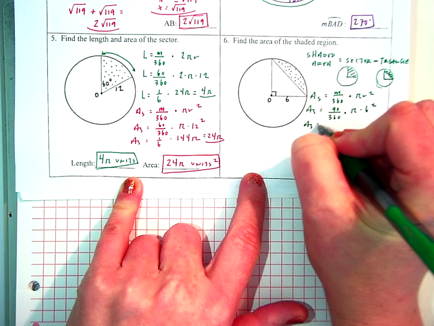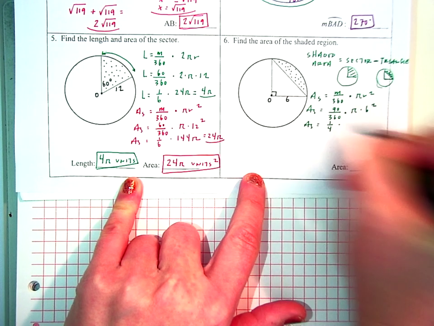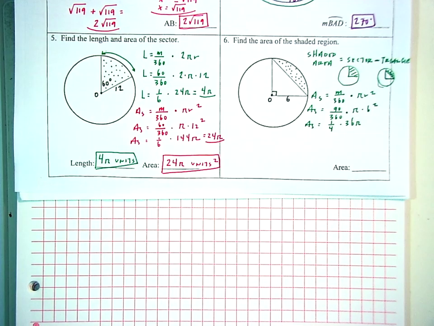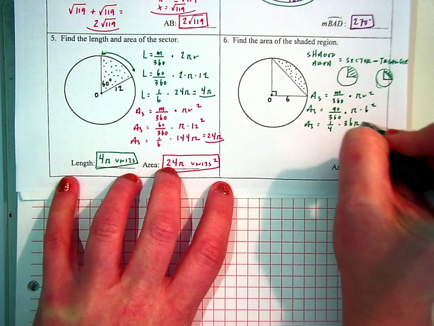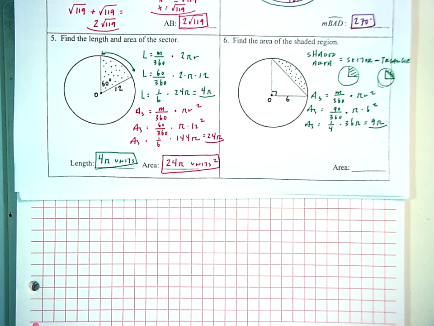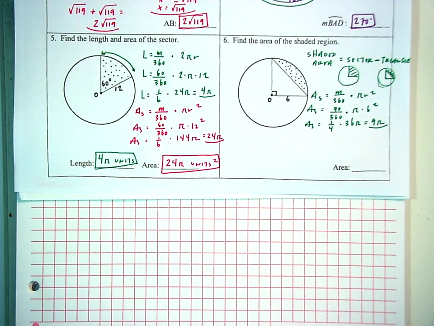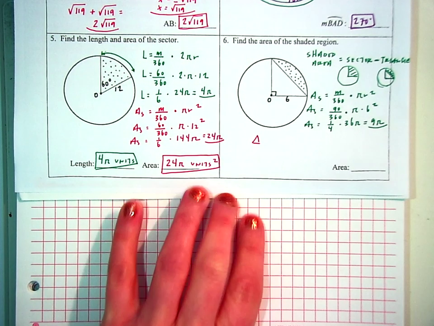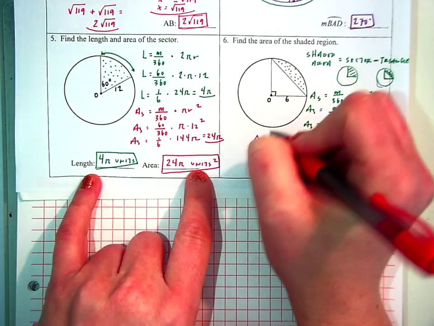So I'm looking for 1/4 of 36 pi. So I want 1/4 of the total area, which was 36 pi. So that ends up being 9 pi. So my sector has an area of 9 pi square units. Okay, now I need to focus on the triangle. So if I look at the triangle, I'm doing half base times height.